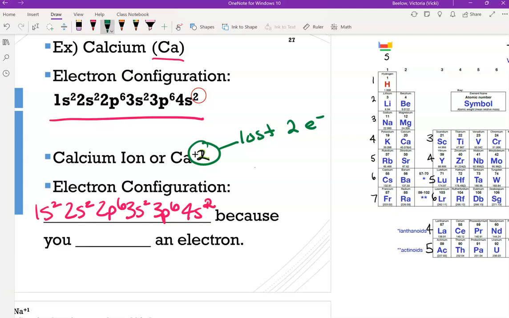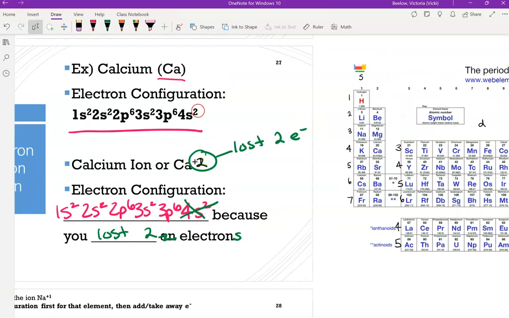And that's supposed to be a 2. So if we lost 2 electrons, instead of adding to this configuration, you could actually just erase this, and this would be the correct answer. However, most students will just write this and then cross it off to show that we lost 2 electrons.